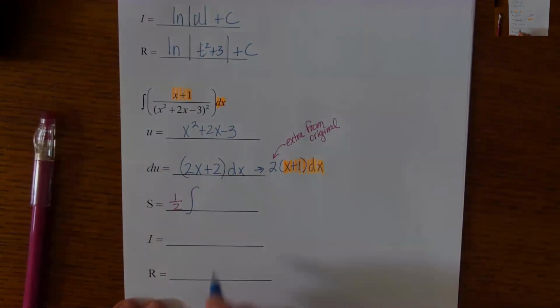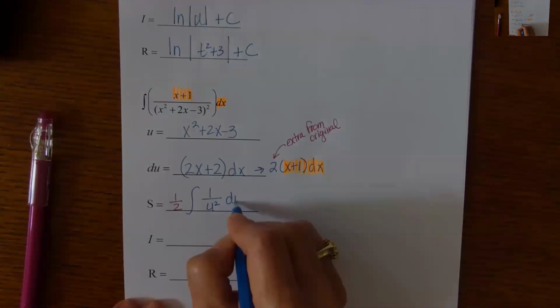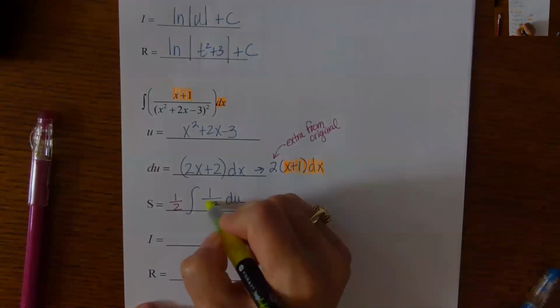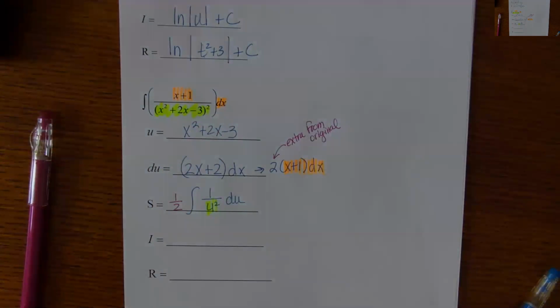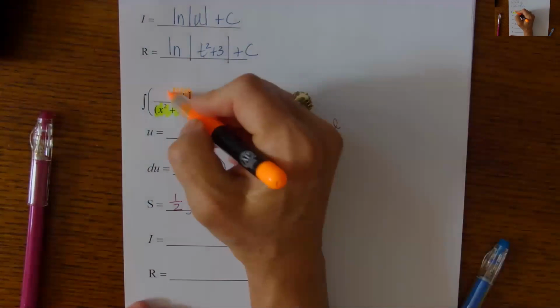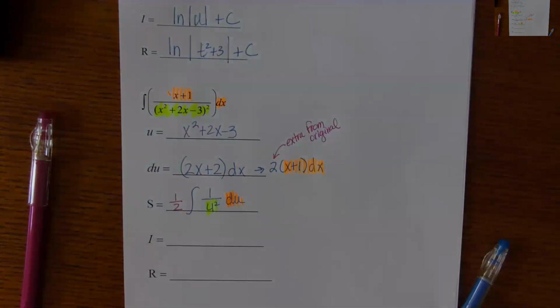Now, what's going to go in here? 1 over u squared du. Let's make sure everybody matches up now. There's u squared, which is this guy right here. Here's du, and du is x plus 1 dx. There it matches, and I'm offsetting that 2 with a 1/2. Am I okay? Okay. Now integrate that.